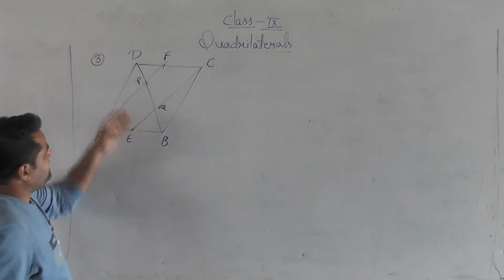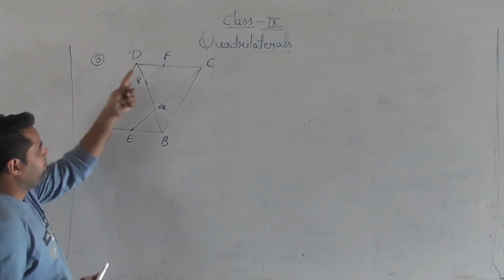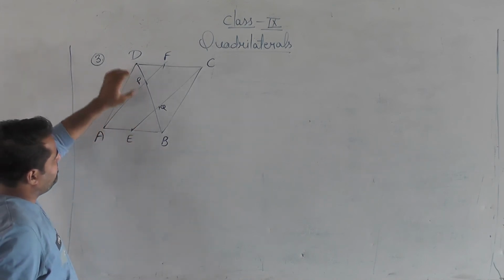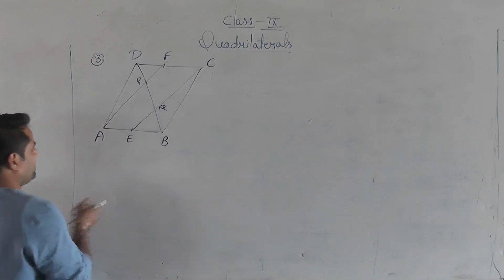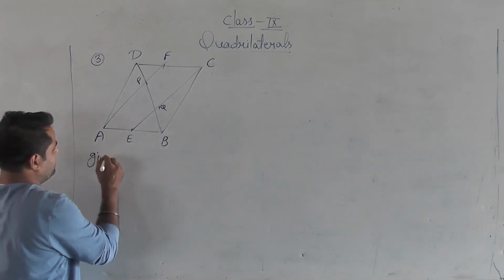Okay. AF and CE are trisecting the diagonal BD. Means this DP, PQ and BQ we need to show equal. Okay. So what is given to us? First, what is given to us?